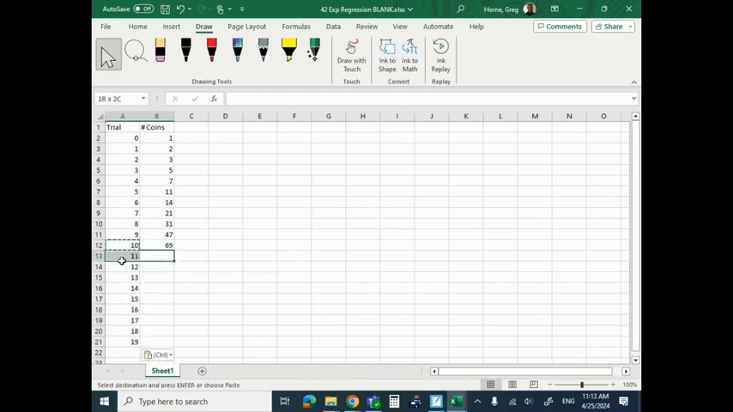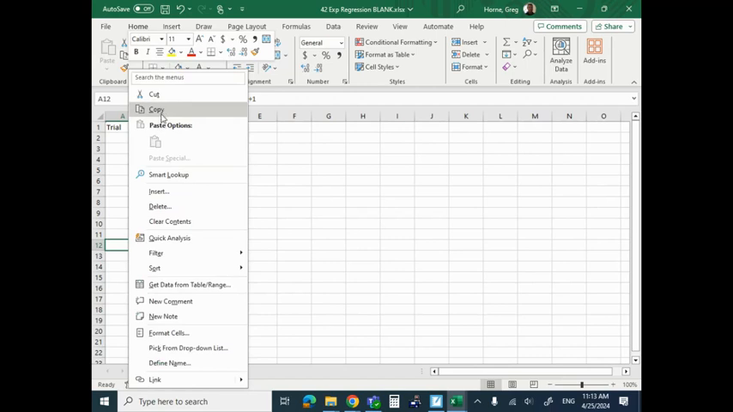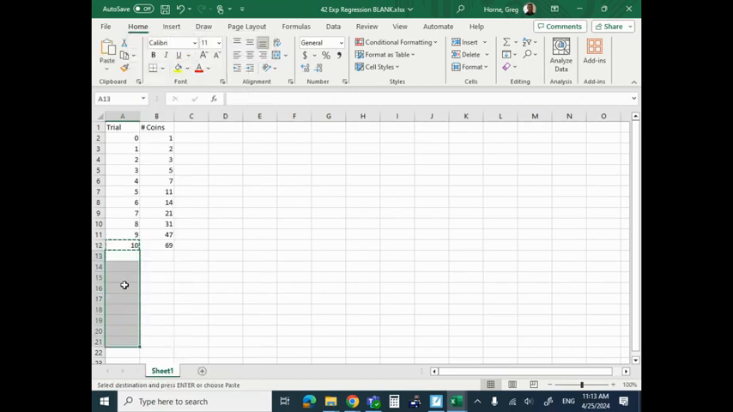Control C and Control V, like normal, or even in the home button here, if we did edit or copy in this one. Anyways, Control C and Control V is the easiest way, or right click even, right? I can do copy, and I could do right click, paste. I'm just showing how you can use the formula feature to save yourself some time.